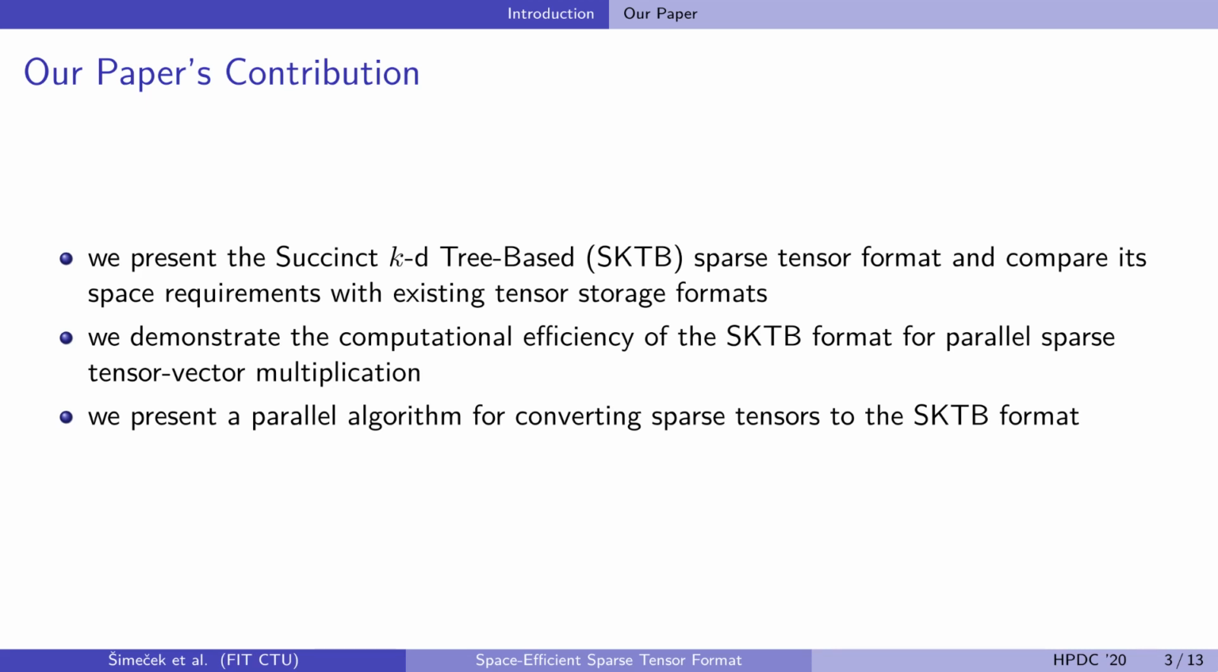For this reason, we present the succinct KD tree-based sparse tensor format, and we compare the space requirements of sparse tensors stored in this format with existing tensor storage formats. We demonstrate the computational efficiency of the SKTB format for parallel sparse tensor vector multiplication. We also present a parallel algorithm for converting sparse tensors to our SKTB format.